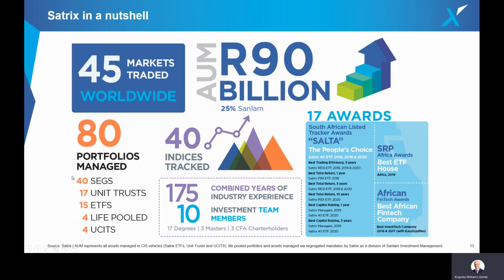Finally, Satrix is a very broad business. We offer a wide range of investment strategies. You can essentially see us as a one-stop shop for any index tracking requirements you may have to gain exposure to various segments of the market and various asset classes. We run a wide range of strategies, 40 different indices. We invest in 45 different markets worldwide, offering exposure to developed markets, emerging markets, as well as a range of asset classes in South Africa. And our AUM, or assets under management, is in the 90 to 100 billion range. So the business has significant scale and is very able to serve all of your investment requirements.